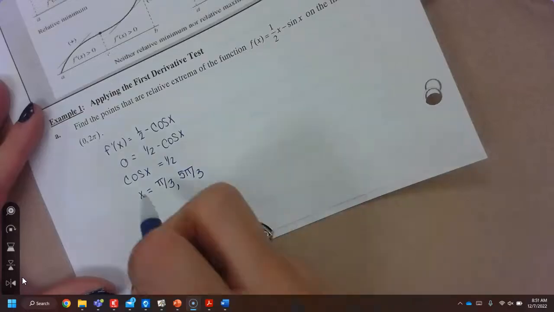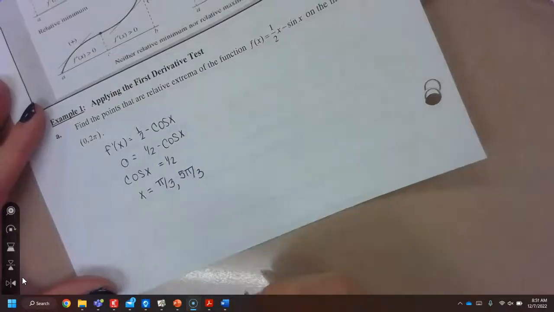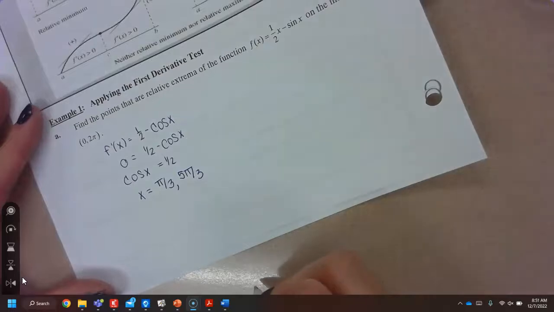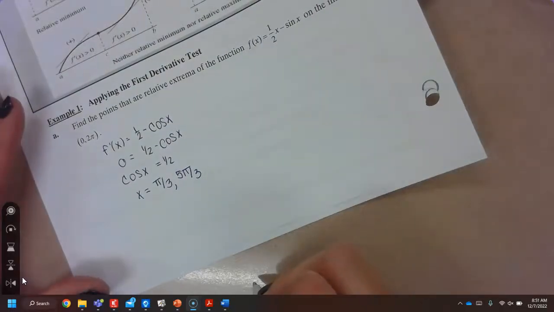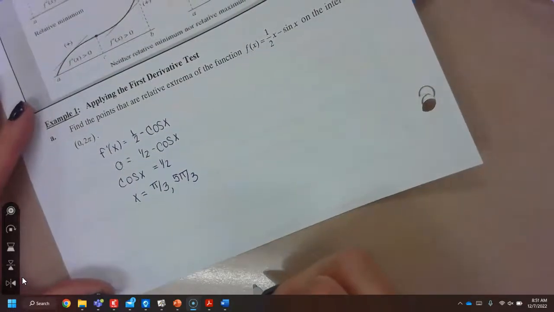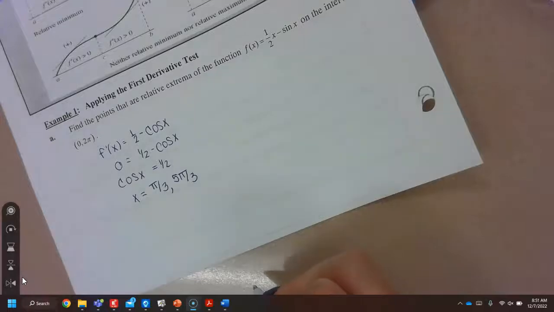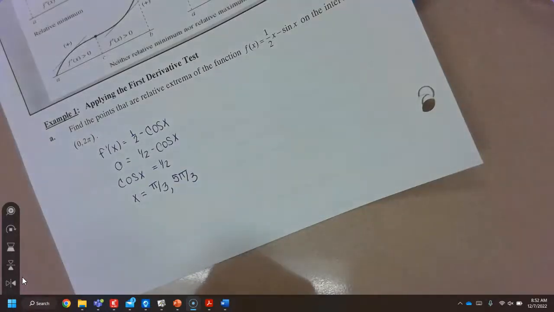So this only said to find the points. It didn't say to identify which is which. But we know that we need to confirm their extrema. So now you have your two choices. You can do your sine chart, or you can do the second derivative and look at if it's positive or negative. So what's our preference?